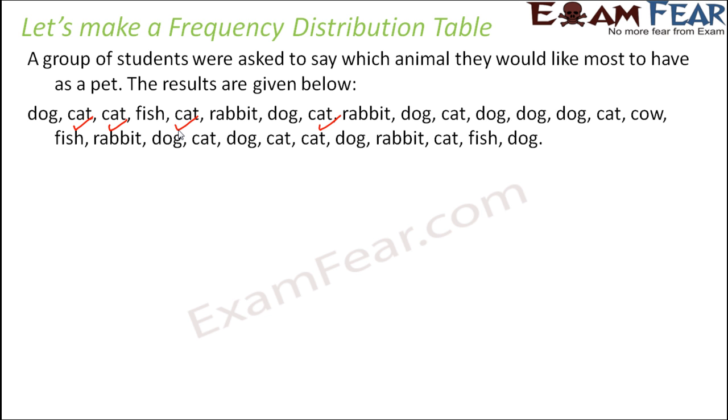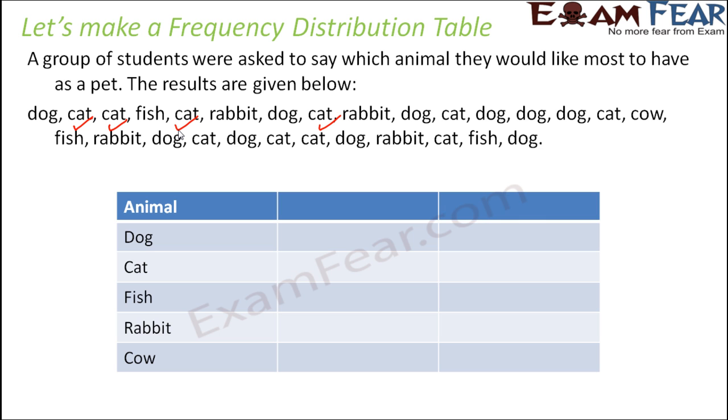So let us first make a list of all the unique entries. What are the various options that are being chosen by the students? Let us list down the name of all those animals. So dog, cat, fish, rabbit, and cow. These are the animals that we see in this entire set of data. There is nothing else other than these animals.